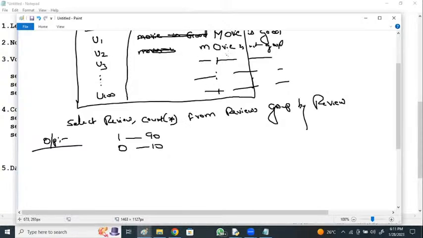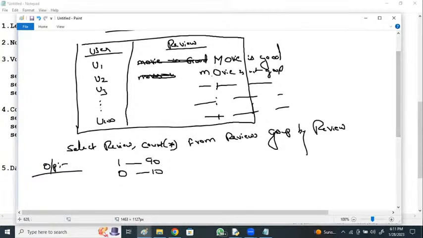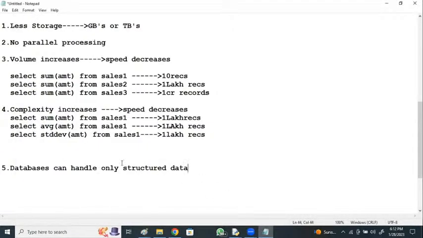Now, can you write an SQL query for this, if they are writing in text format? How many people are saying good, how many are saying not good? We cannot write a query, even based on keyword count. If you count based on keyword, it still gives wrong computation, because even "not good" has "good" within it. So the major drawback with databases is that they can handle only structured data.